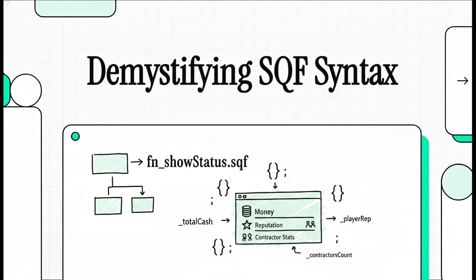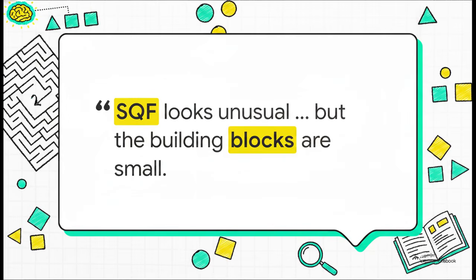start to click. Look, diving into a new programming language can absolutely feel like walking into a maze, but we are going to break down this intimidating syntax into tiny, totally manageable pieces. As the Altis Mercenary company learning guide points out, SQF definitely looks a bit unusual if you're coming from Python, JavaScript, or C#, but the building blocks, they're actually quite small. Once you get a handle on these core components, reading through an entire custom missions codebase becomes basically second nature.